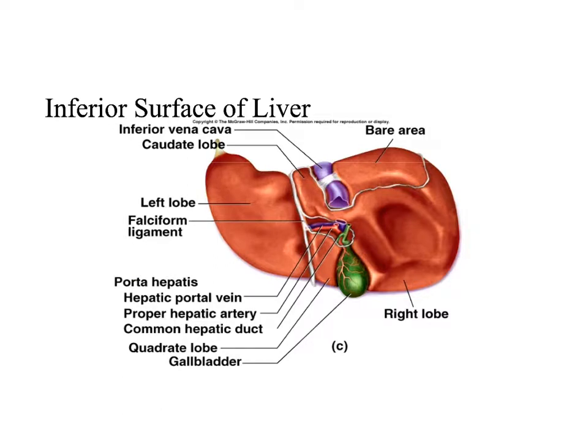Now, I meant to take this out. So this is kind of the same picture, but you can see here's the hepatic portal vein, here's the hepatic artery, and then there's the common bile duct. Oh, here's the common hepatic duct. Let's see, we'll just keep going here.